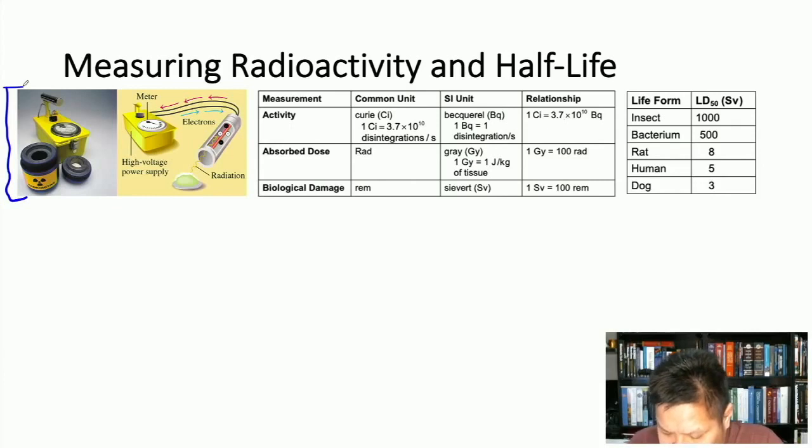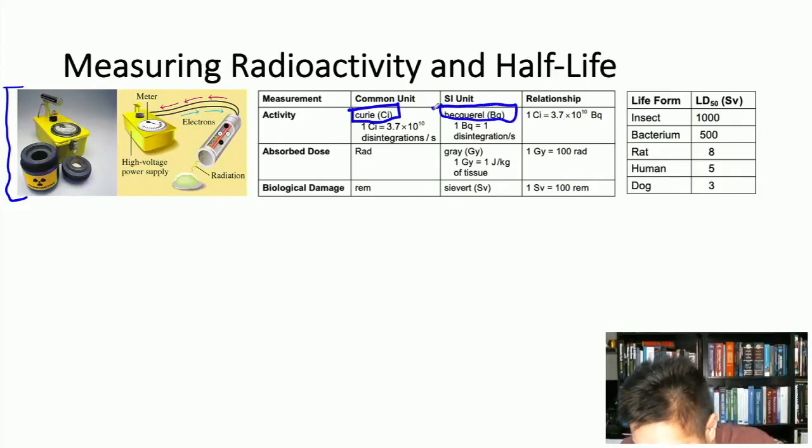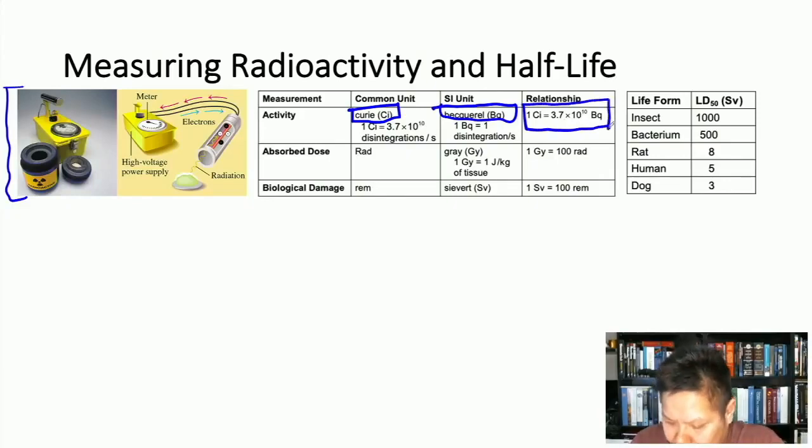So if you're talking about activity itself, it's the Curie, named after Marie Curie, right? If you're talking about the Standard International or SI unit, we're talking about the becquerel, which I've never actually even heard of before. I've never used that before. But this is the conversion between the Curie and the becquerel.